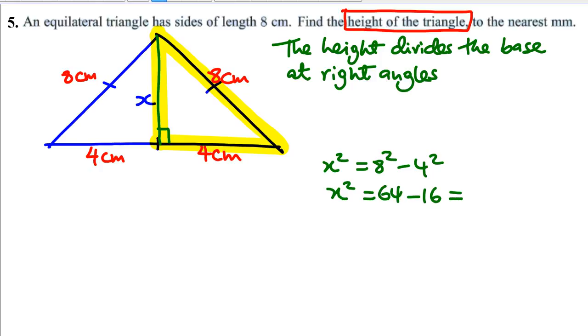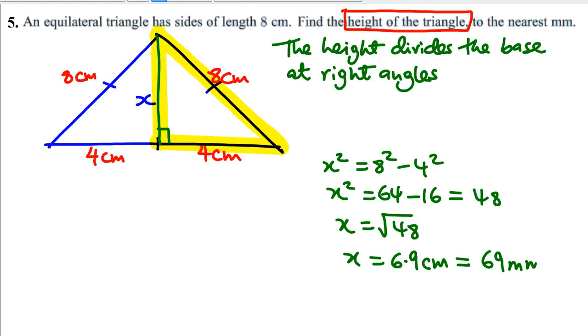Which will give us 48. So x will be the square root of 48, which will be 6.9 centimeters. And that will give us, to the nearest millimeter, 69 millimeters.